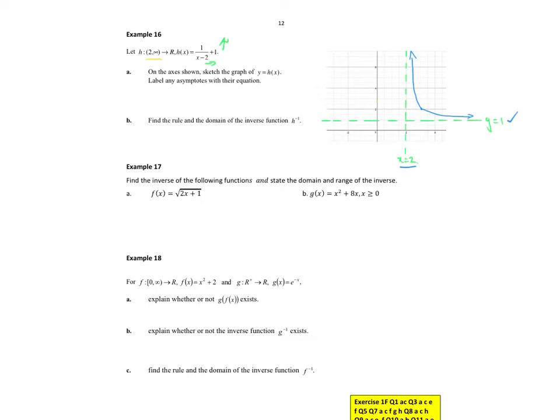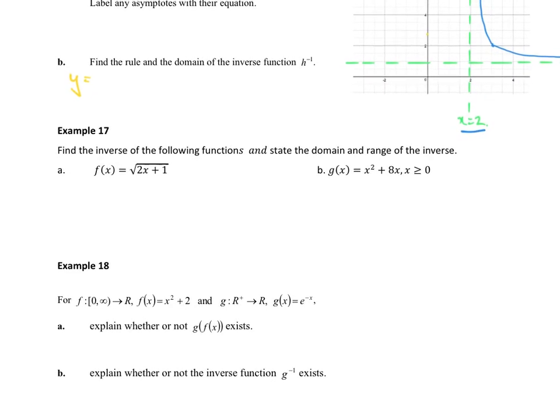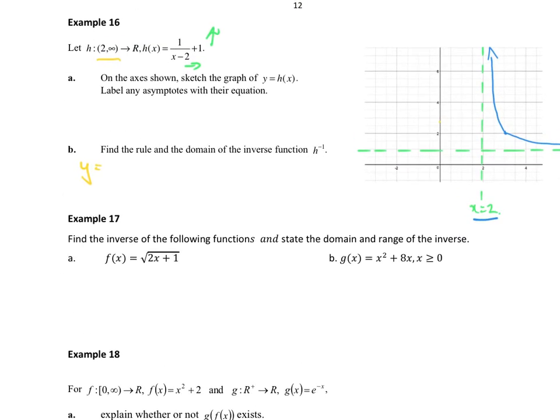So to find the rule and the domain of the inverse function h inverse, to find the rule, well, we know y equals 1 over x minus 2 plus 1. Swap the x and the y values. And now rearrange. We get x minus 1 is equal to 1 over y minus 2. There are a couple of ways you can think about this. If I multiply the y minus 2 onto the other side, and then divide the x minus 1 back.